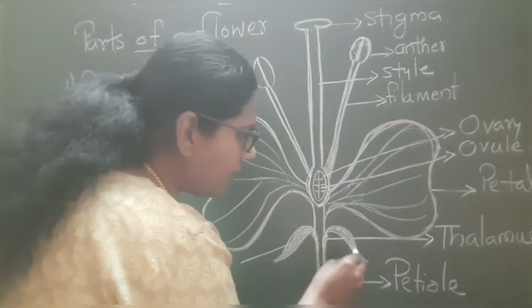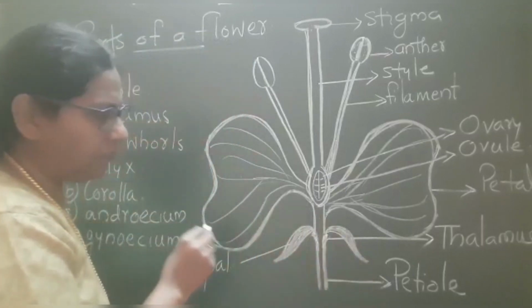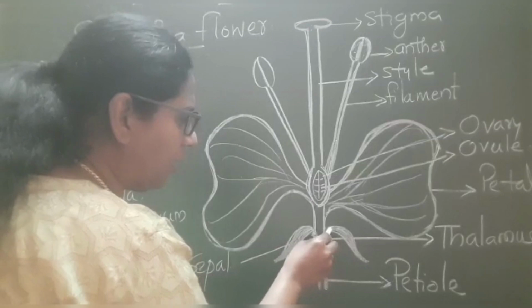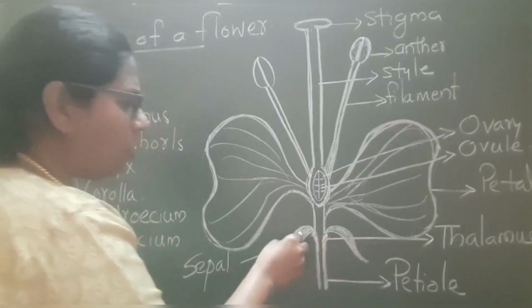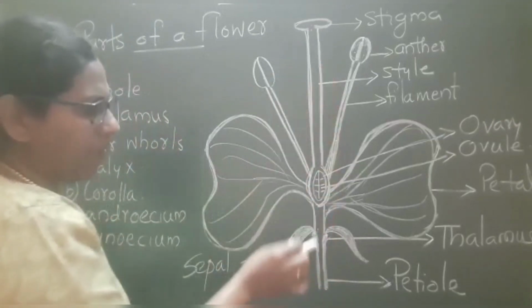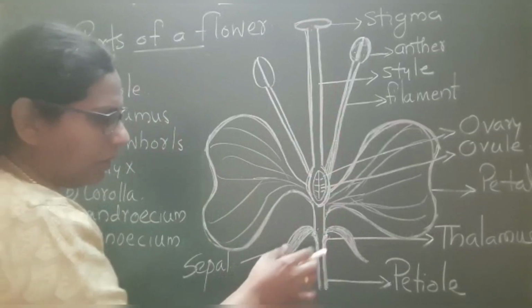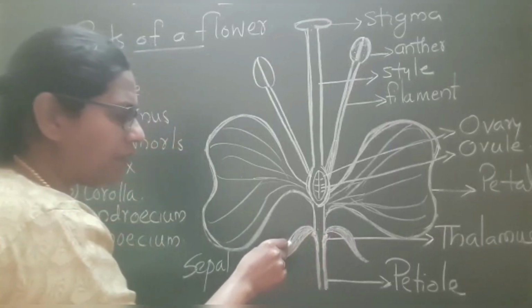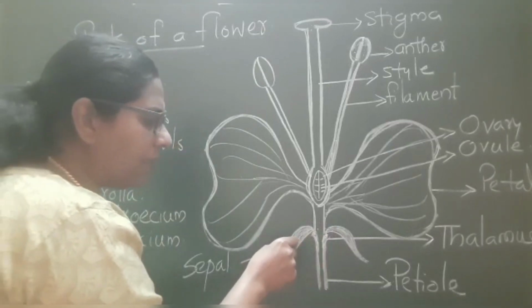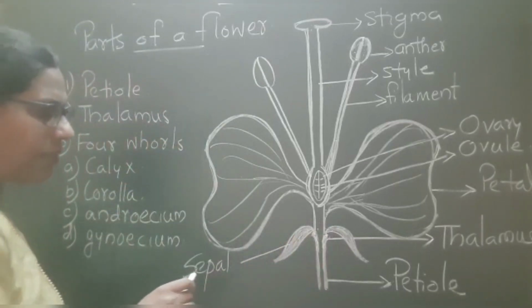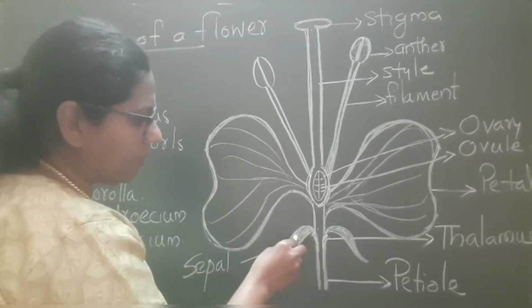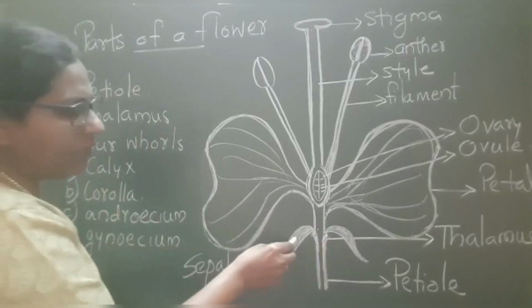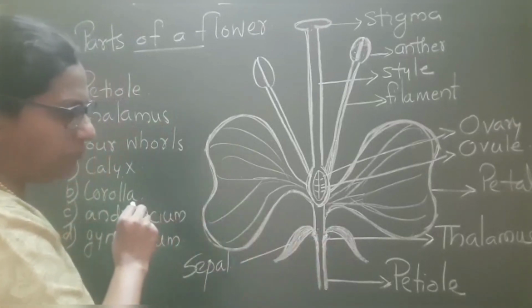Now the sepals, they are green in color. They look like leaves. They protect the inner parts of the flower. These sepals are green in color, that is why they take part in photosynthesis. They are collectively called calyx.